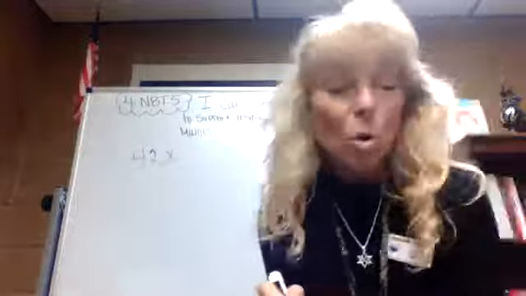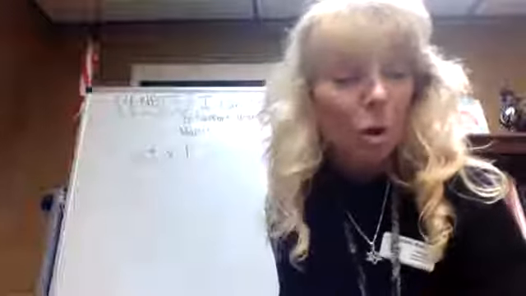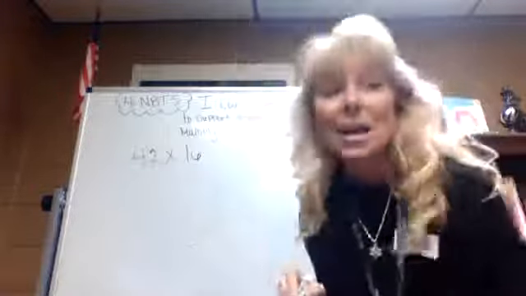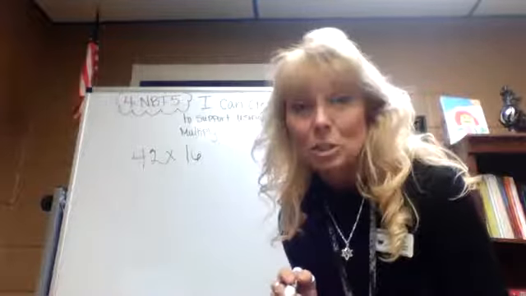Next number rolled. If you have multiple cubes, you can roll more than one at a time. The next number rolled is a 1. And then the next number I roll is a 6. And so I've used number cubes to generate two digits times two-digit multiplication.